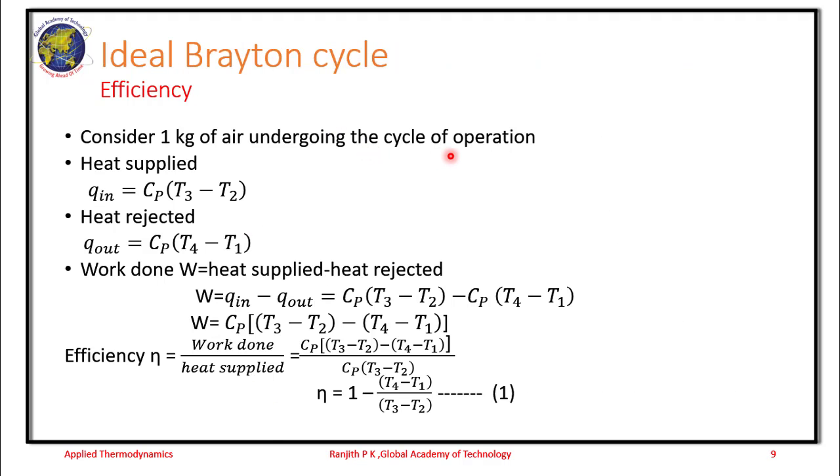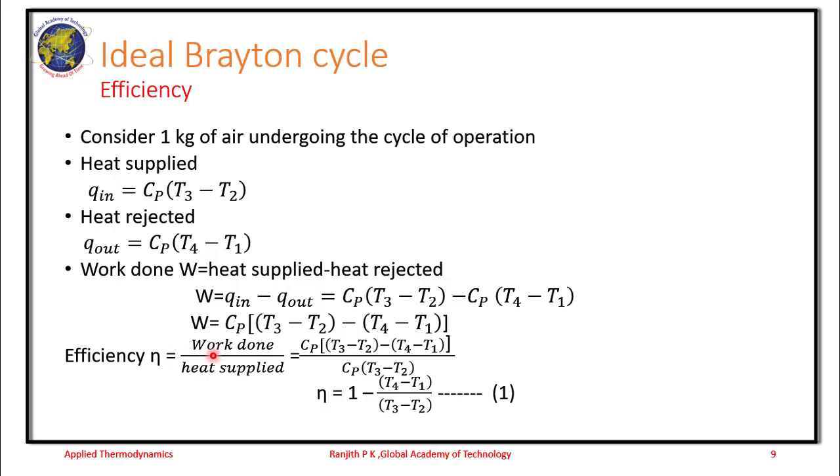Consider 1 kg of air undergoing the cycle of operation. Q in is equal to Cp into (T3 minus T2). Q out, the heat rejected, is Cp into (T4 minus T1). The net work done is heat supplied minus heat rejected, so Cp into (T3 minus T2) minus Cp into (T4 minus T1). By taking Cp common, we write Cp into [(T3 minus T2) minus (T4 minus T1)].